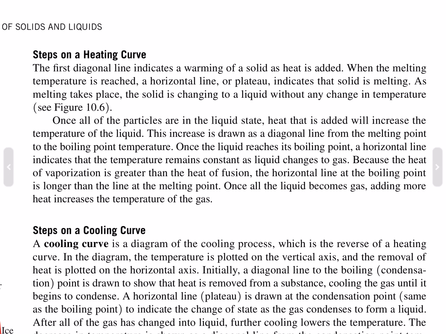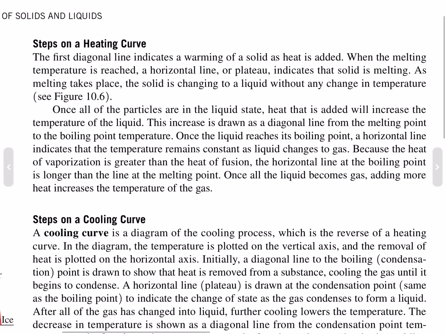Once the liquid reaches the boiling point, a horizontal line indicates that the temperature remains constant as the liquid changes to gas. Because the heat of vaporization is greater than the heat of fusion, a horizontal line at the boiling point is longer than the line at the melting point. Once all the liquid becomes gas, adding more heat increases the temperature of the gas.